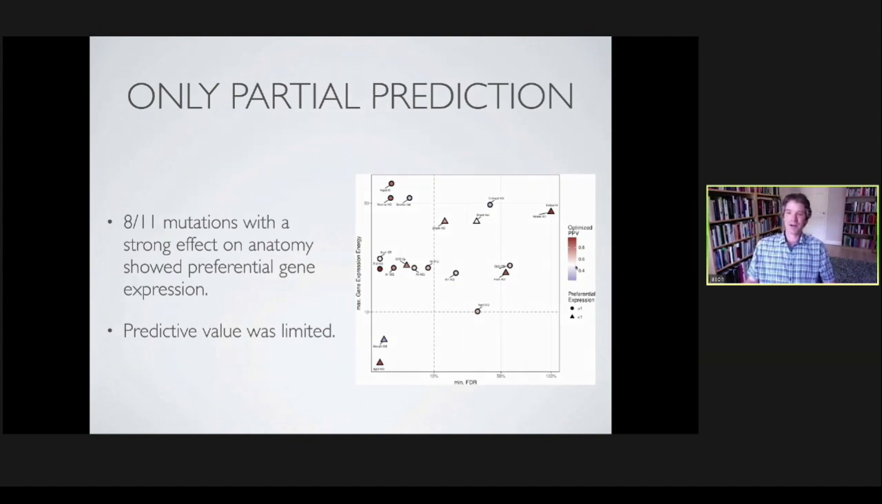And then the positive predictive value is shown in the color scales, with the reds being the highest positive predictive value. So in those areas where you have a significant effect on brain volume and a decent level of gene expression, 8 out of 11 of those mutations have preferential gene expression. 3 of the 11 don't. But even then, if you look at some of these, the optimized positive predictive value can be as low as 0.2, 0.3, or 0.4, meaning that the actual ability to predict the changes is fairly low.